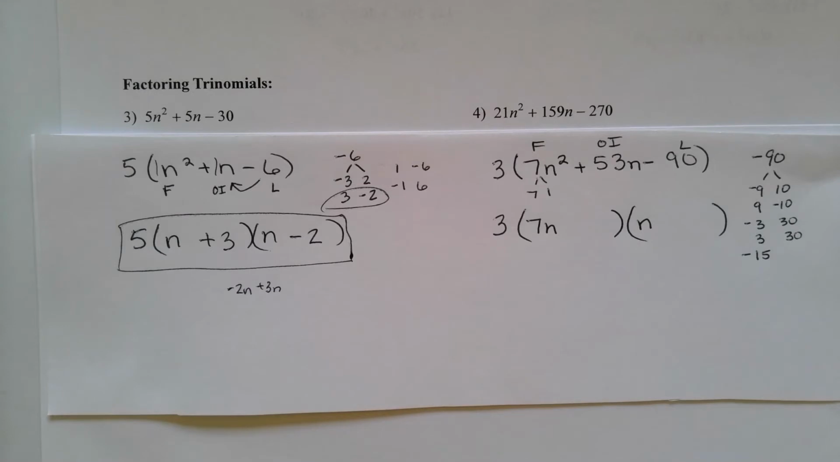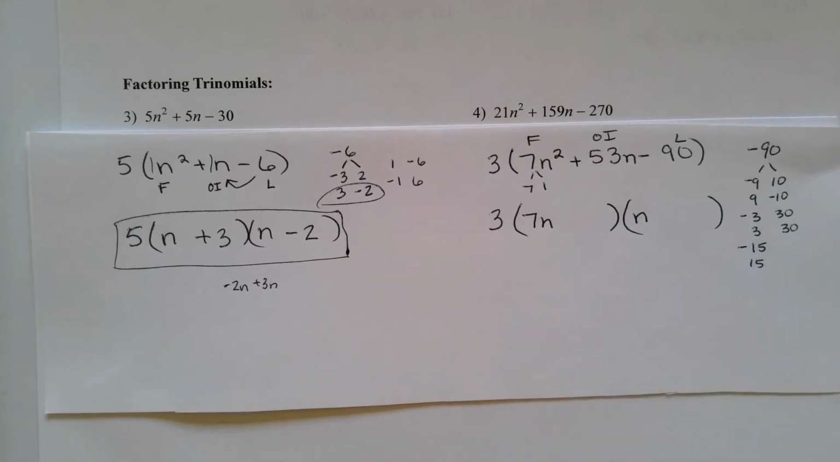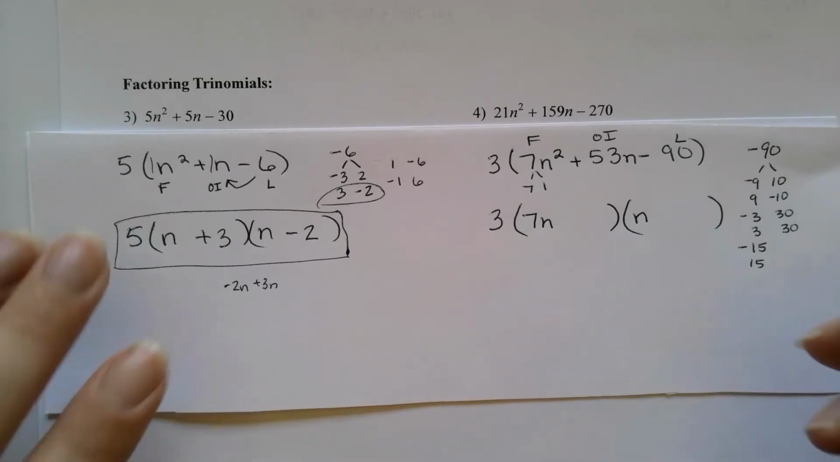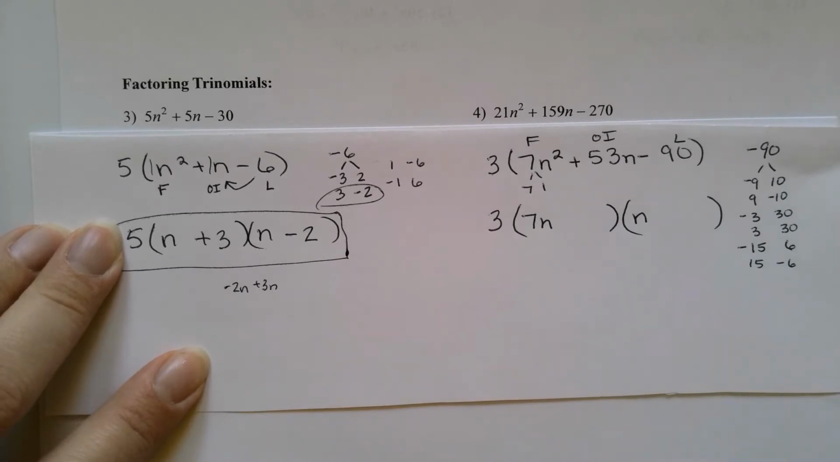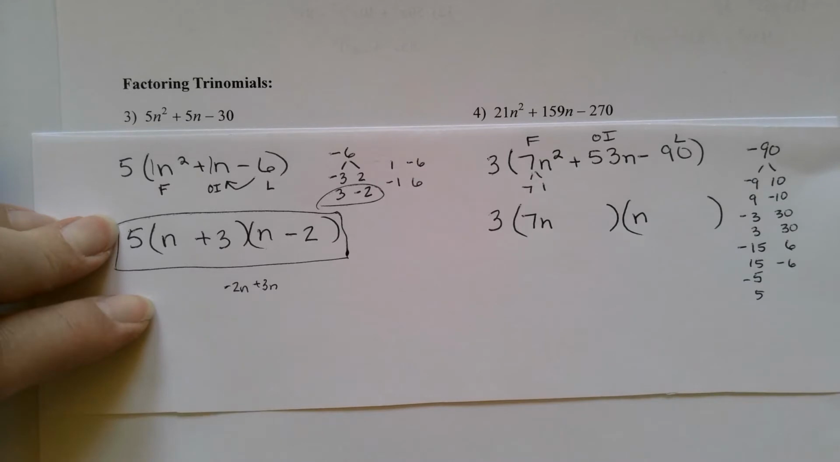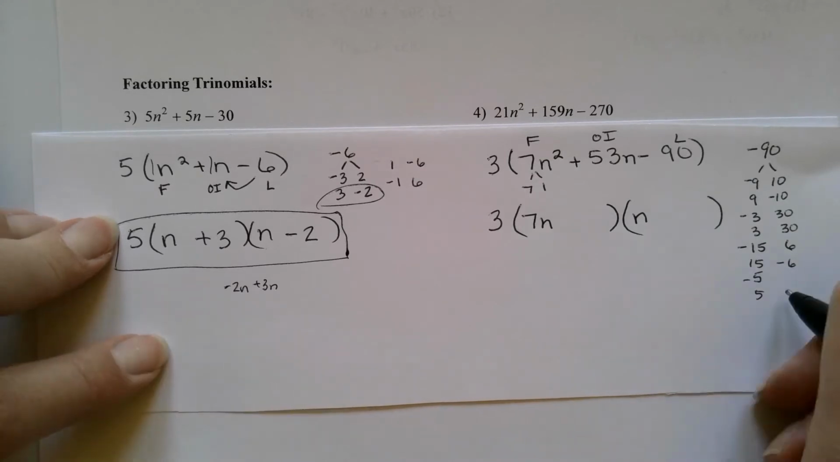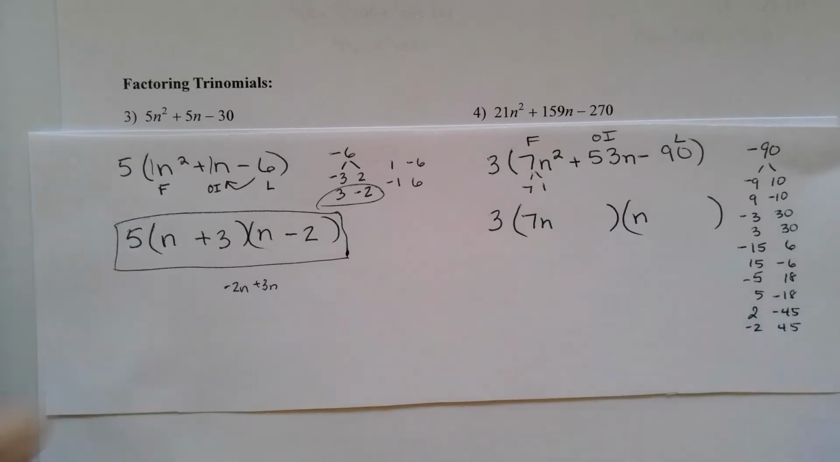and I could make a positive 15, and then we have to see what we get. 6 here, or negative 6. Well, if I use 10, I could use 5, or positive 5, and that would be 18 or negative 18. I could use 2 or 45, negative 2, 45, and I think I've got most of them. I might be missing one of the factors, but I've got a good start here.